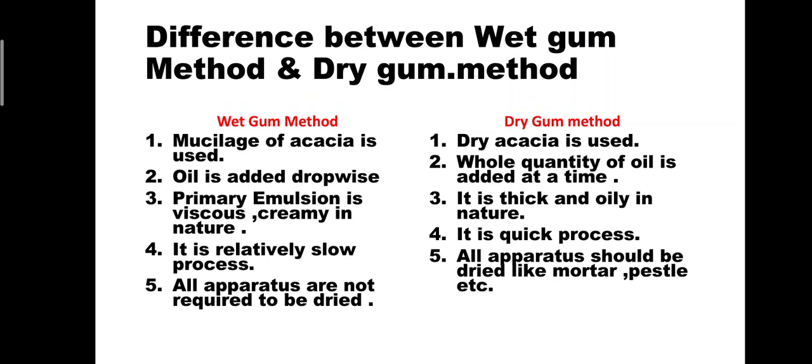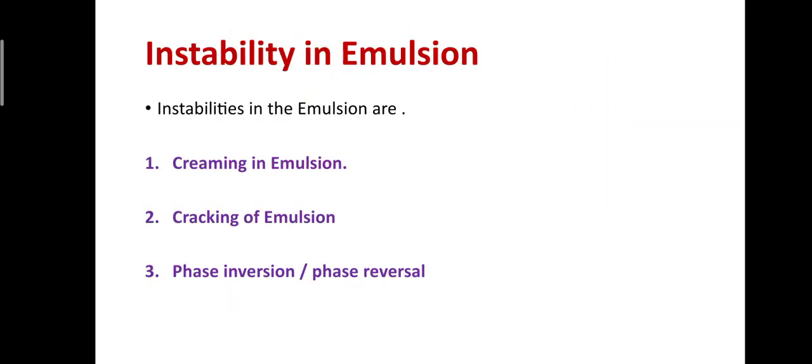Fifth, in wet gum method, apparatus are not required to be dried because it is a wet gum method. In dry gum method, all apparatus should be dried, like mortar, pestle, etc., because it is a dry gum method. This is the simple difference between wet gum method and dry gum method.